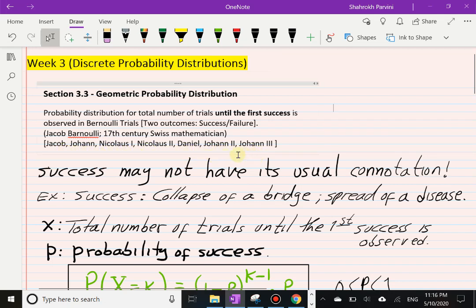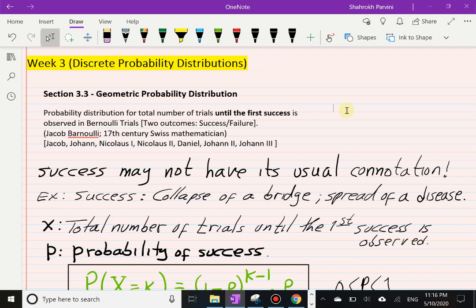There are actually 7 members in the Bernoulli family: Jacob, Johann, Nicholas, 1, 2, and Daniel. Then there's Johann Bernoulli the second, Johann the third. All 7 of them were mathematicians and statisticians, and all of them contributed quite a bit to the field of probability theory.